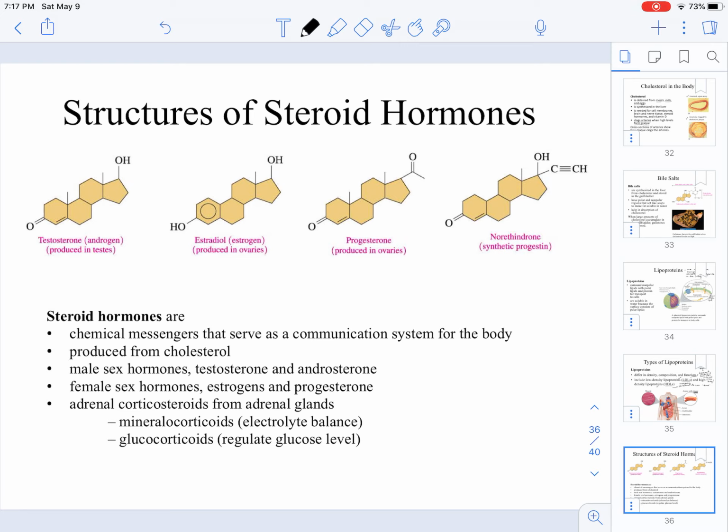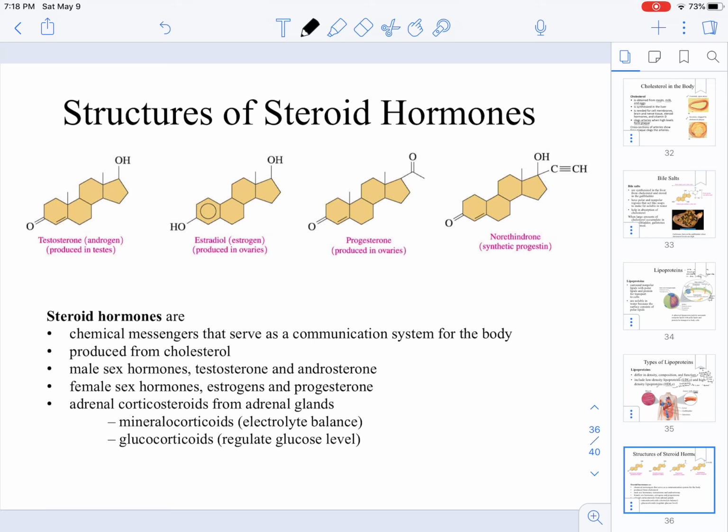Remember that cholesterol is also the starting material of steroid hormones. And here we have examples of steroid hormones. We have testosterone, estradiol, progesterone. Now, remember that steroid hormones are chemical messengers that serve as communication systems in the body. Specifically, they are the ones that are going to be signaling the body that puberty is going to be occurring.